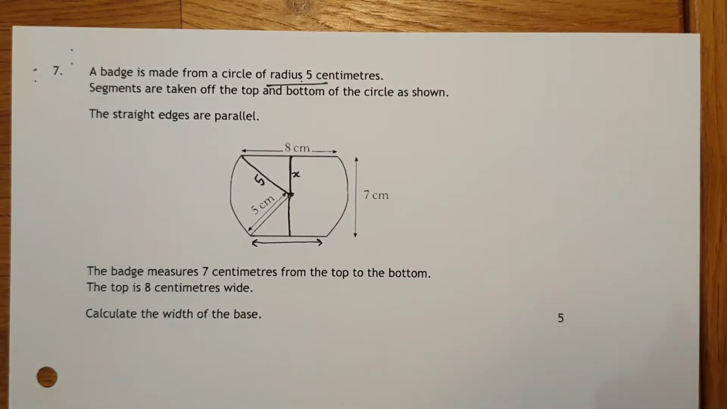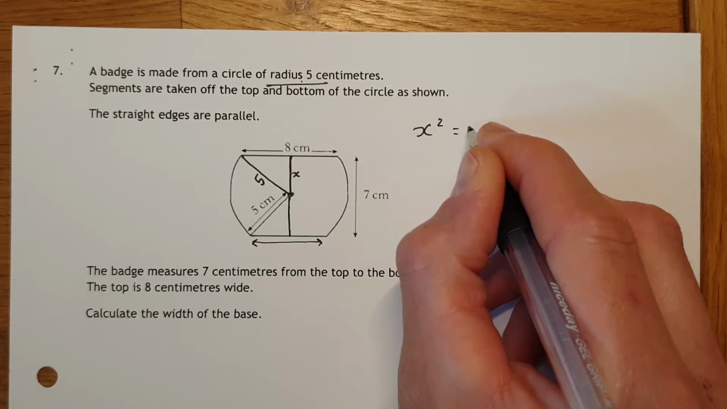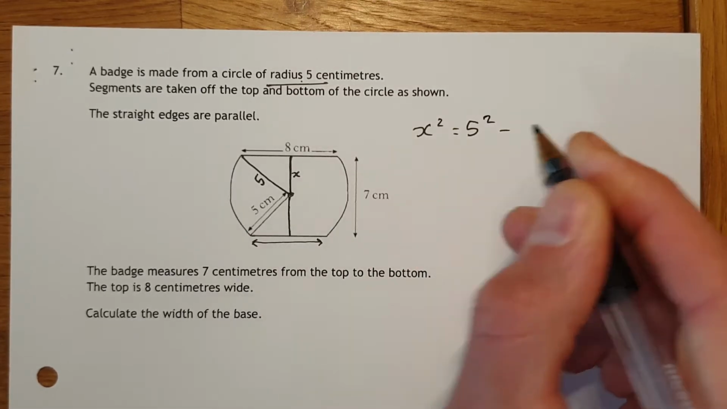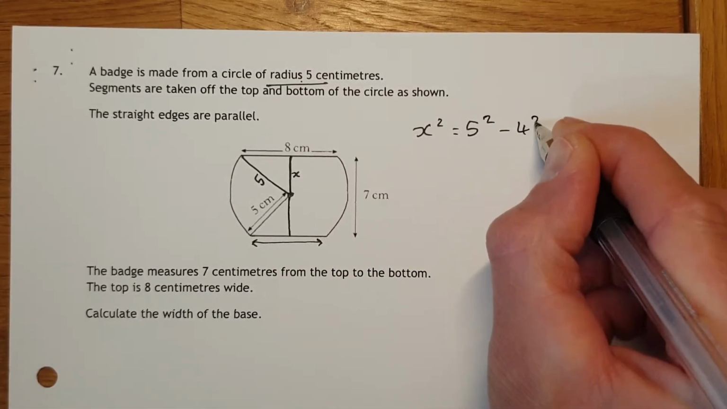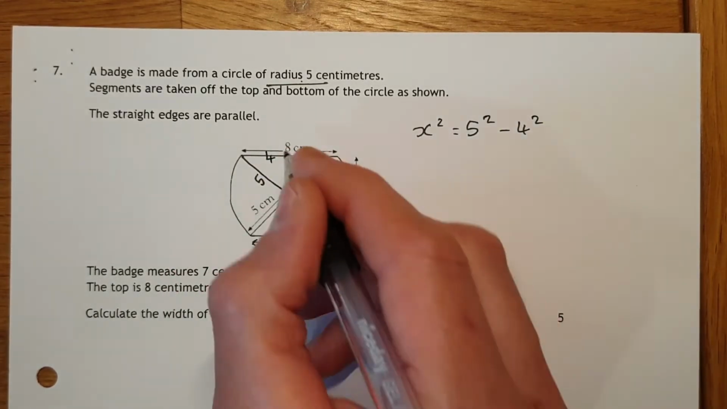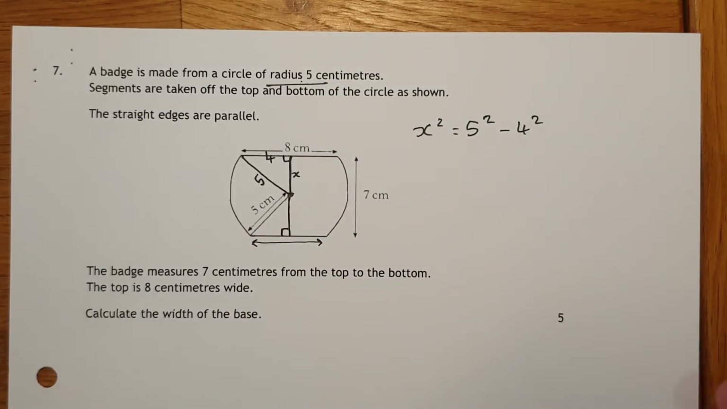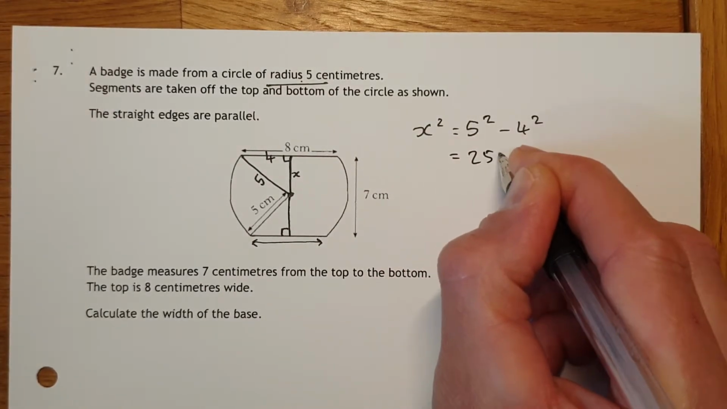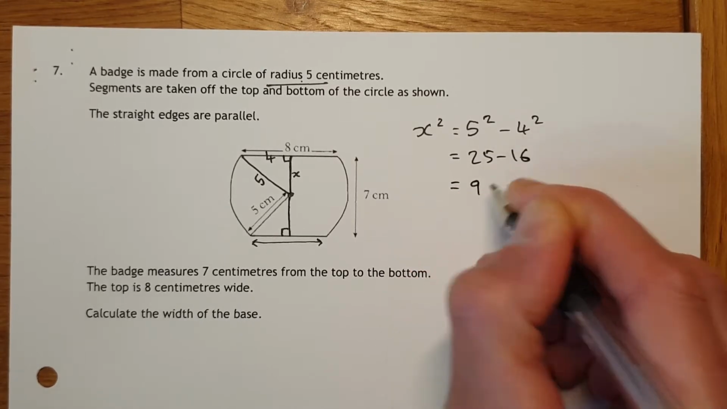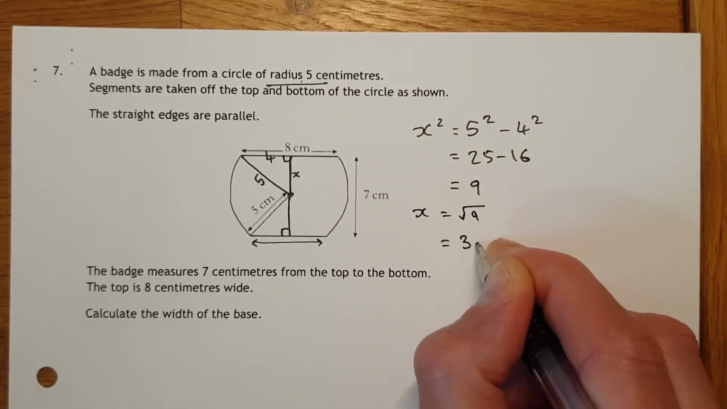So if I want to find out what x is, x squared is 5 squared, because that's the hypotenuse of that triangle, take away 4 squared. Now 4 is just half of 8, so that measurement there is 4. We've got a right angle here and we've got a right angle here. So x squared is 5 squared take away 4 squared, so it's 25 take 16, that's 9. x is the square root of 9 and that's equal to 3 centimetres.